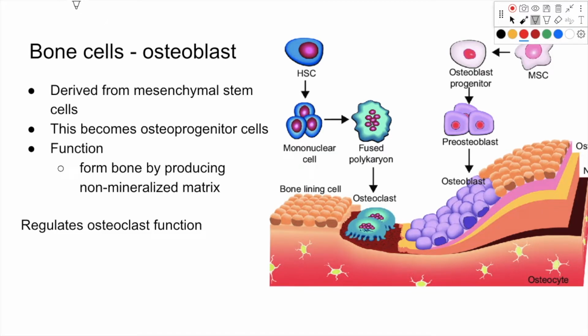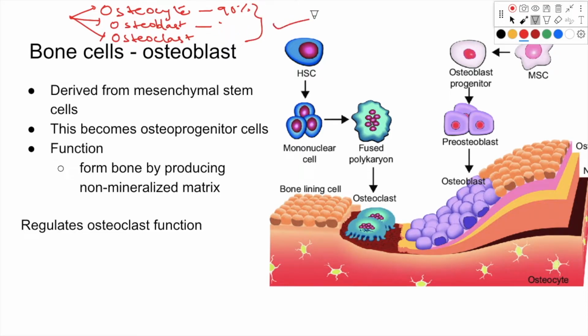So next, let's move on to the bone cells. There are three types of bone cells that all of us know of. One is the osteocyte, which is the most abundant cell in the bone, about 90% of all cells. The second one is the osteoblast, which is responsible for bone formation and bone matrix formation. The third type of cell that we commonly see is called the osteoclast. So these are the three different types of cells that we see in the bone.